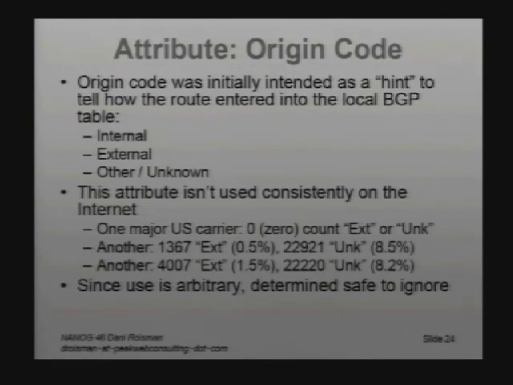I went ahead and took a look at 3 full tables from 3 major US carriers, just as a sample set. One major US carrier had 0 routes that were external or unknown. 100% of these routes, 275,000 routes approximately, were showing up as internal. Another one of the carriers had 0.5% of the routes, 1,367 of them, showing as external, and 22,000 showing as unknown. Another one had 4,000 as external, and another 22,000 as unknown. Really inconsistent. They're not actually all carrying this widely over the public internet, and many times they may be modifying themselves. So my take is, since it's arbitrary anyway, it's not used consistently, I feel safe throwing it away.